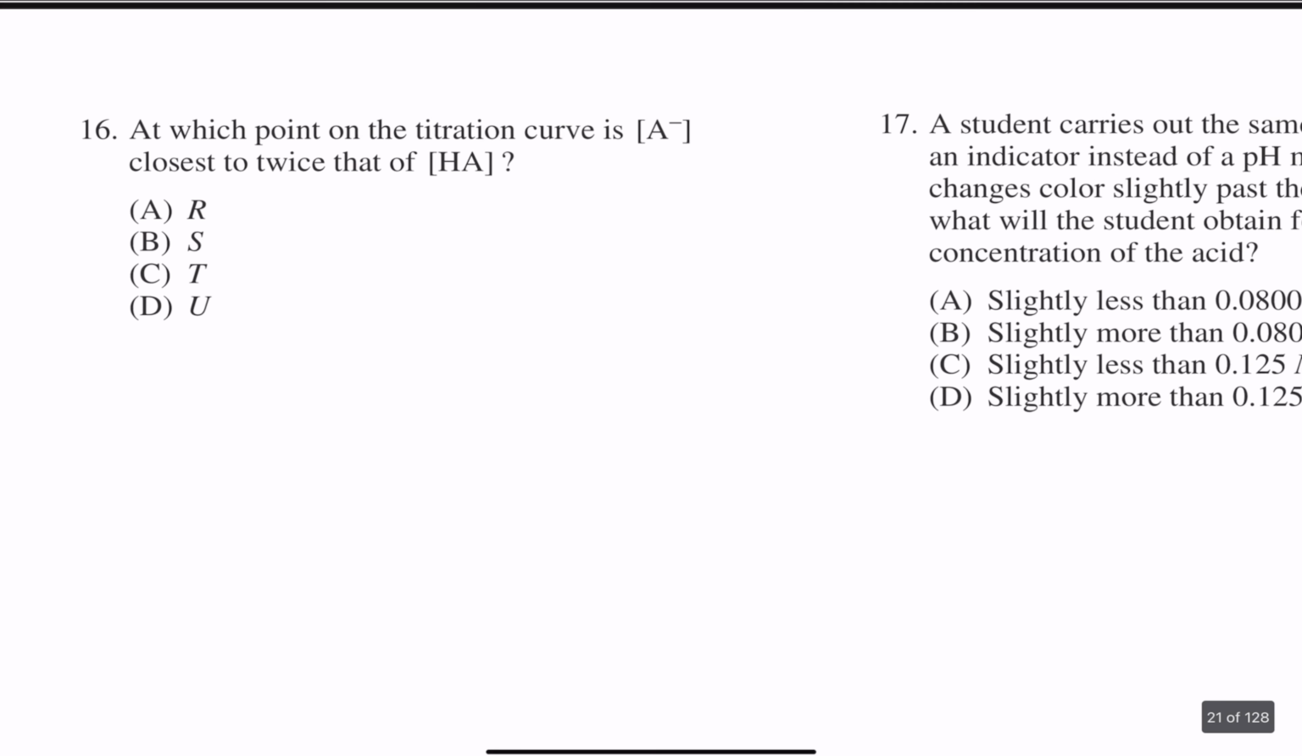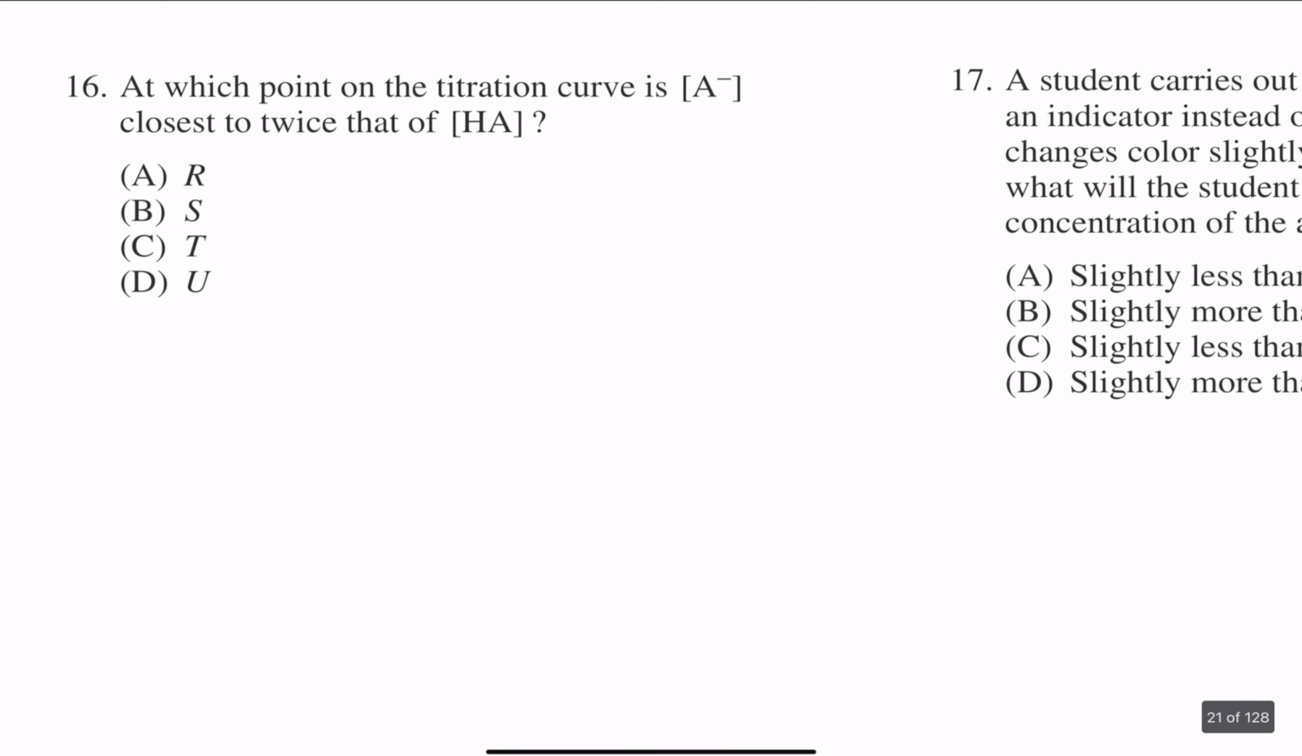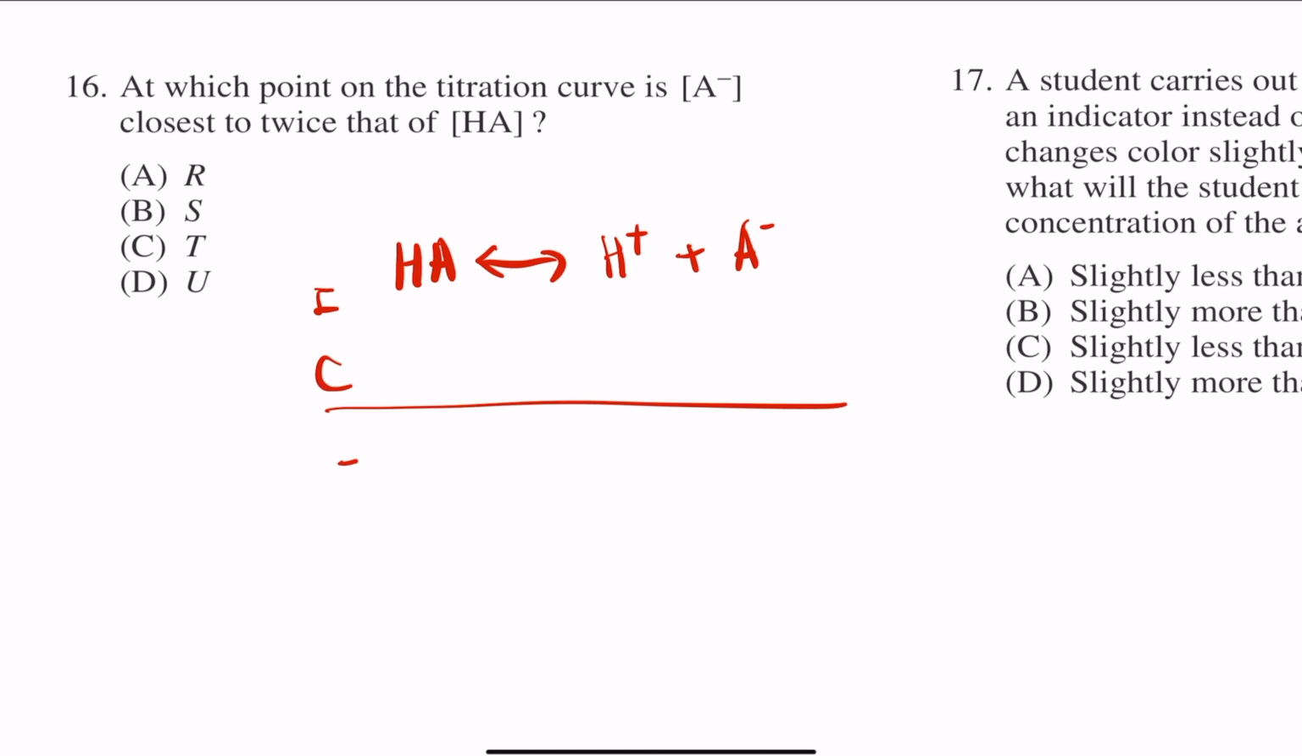Number 16, at which point on the titration curve is the conjugate base concentration close to twice that of the acid concentration? Well, once again, let's refer back to this reaction. HA releasing into H plus and A minus. So, ICE chart, you basically want this to be double this, right? So let's just say you start with 100 and you had nothing and nothing. And I don't know, let's just get some bases.